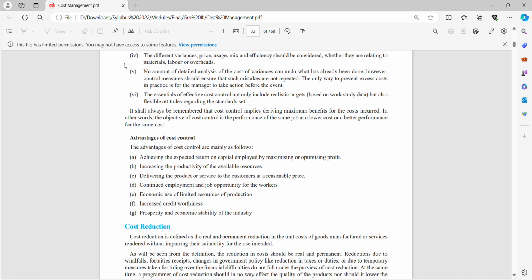I have a requirement of 1,50,000. I'll go for 1,20,000. I'll try to use it to the optimum level. Try to generate optimum profit. Increase productivity of available resources. Delivering the product, I'll try my best that those 2 employees work for complete hours. Okay, whatever are the assigned hours, they don't waste their time. Increasing productivity of available resources. Delivering the product or services to the customers at a reasonable price. Continued employment and job opportunity for the workers, economic use of limited resources of production, increased credit worthiness, prosperity and economic stability of the industry. Okay, so advantages of cost control.